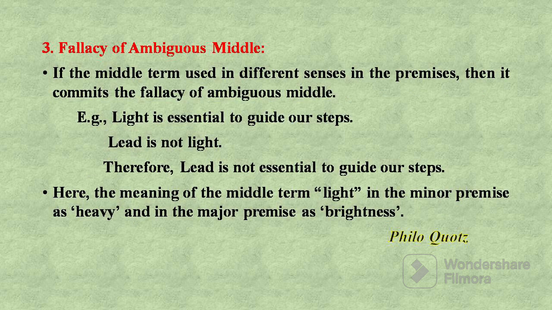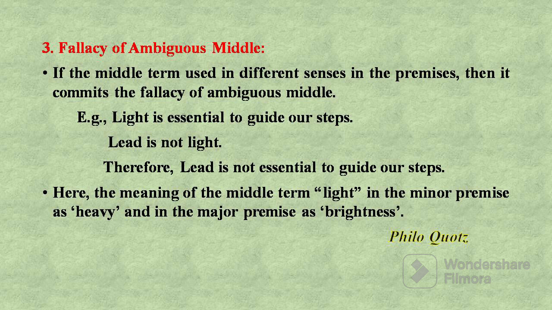And fallacy of ambiguous middle. If the middle term is used in different senses in the premises, then it commits the fallacy of ambiguous middle. For example, light is essential to guide our steps. Lead is not light. Therefore, lead is not essential to guide our steps. Here, the meaning of the middle term light in the minor premise is heavy and in the major premise is brightness. So, in two different senses, the middle term light has been used. That's why it commits the fallacy of ambiguous middle.